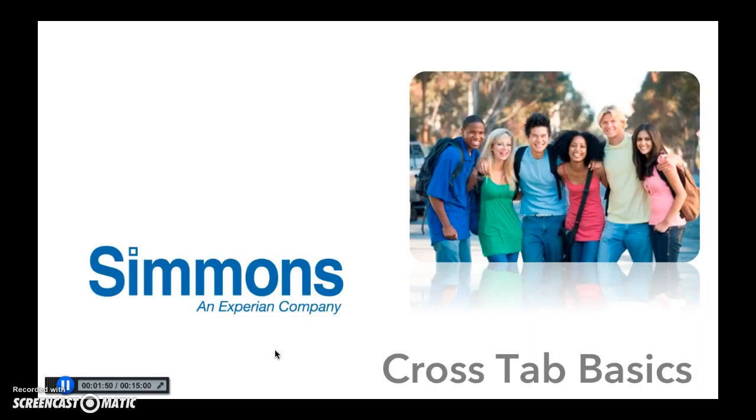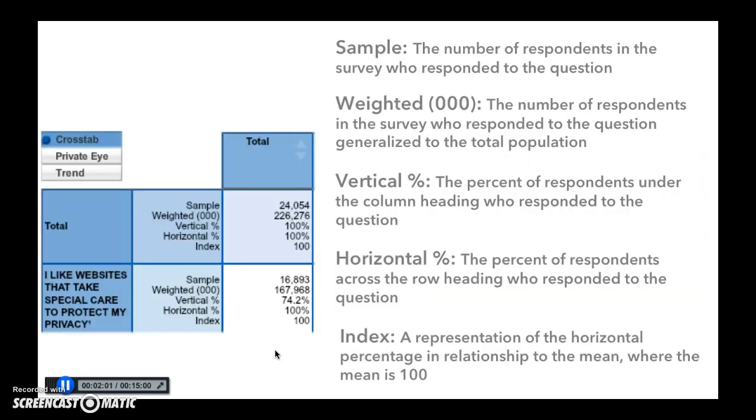Today, I'm interested in learning more about young women's attitudes towards the internet. Before we get started, it's important to learn some of the key terms used in crosstab analysis. It's sort of like learning a new language. So let's take a look.